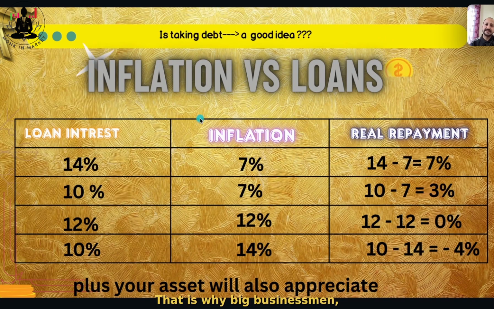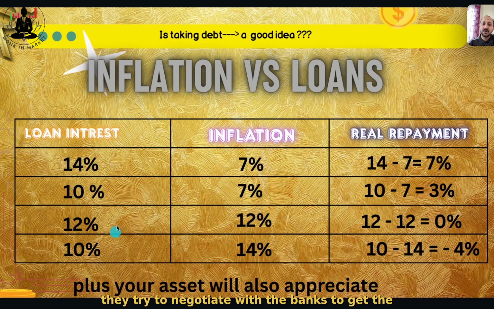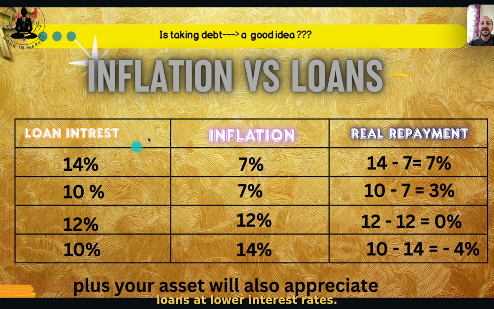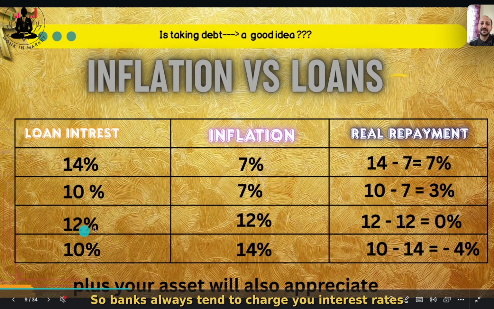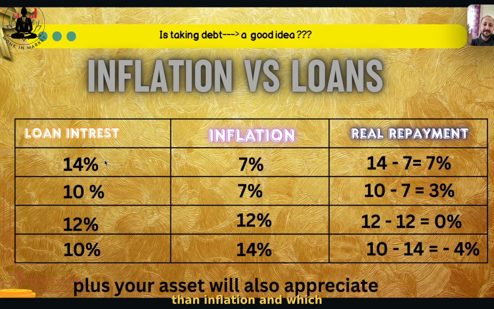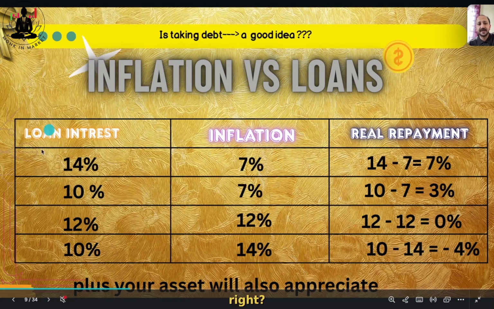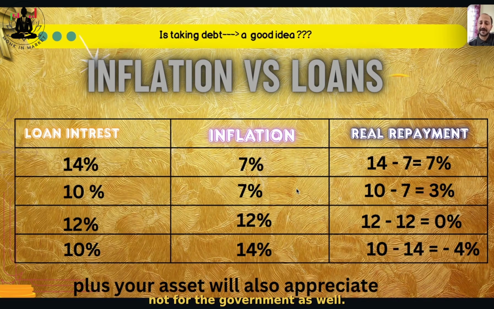That is why big businessmen try to negotiate with the banks to get loans at lower interest rates. It's better for them, guys, because everybody is competing, firstly. Secondly, even banks know these things. So banks always tend to charge interest rates higher than inflation, expecting what the inflation rate will be after 5, 10, 20 years. So they also know this. But being a smart investor, a smart financial person, you have to keep this in mind, right? If inflation goes high, banks lose. It's not good for the bank, nor for the government as well.